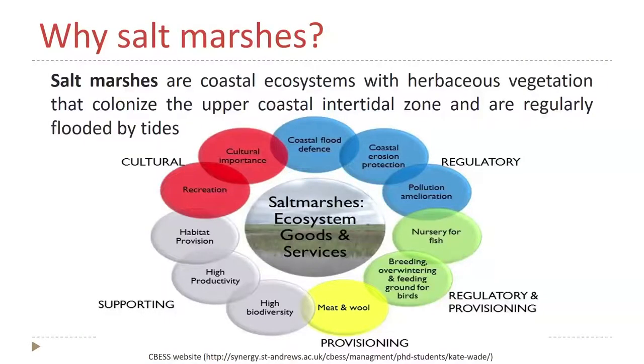So what are salt marshes and why do we care about them? Salt marshes are a coastal ecosystem with herbaceous vegetation and are regularly flooded by tides. There's over 45,000 hectares of salt marshes in the UK, most of which are found on the southeast coast. They're, as you can see from this diagram, really important in providing ecosystem services and goods, one of which is coastal protection. And it is estimated that with salt marsh at the front of a seawall, can save up to 17 to 32 billion a year in protecting that seawall, because salt marshes attenuate wave energy. With this in mind, there's a great desire to recreate these environments.